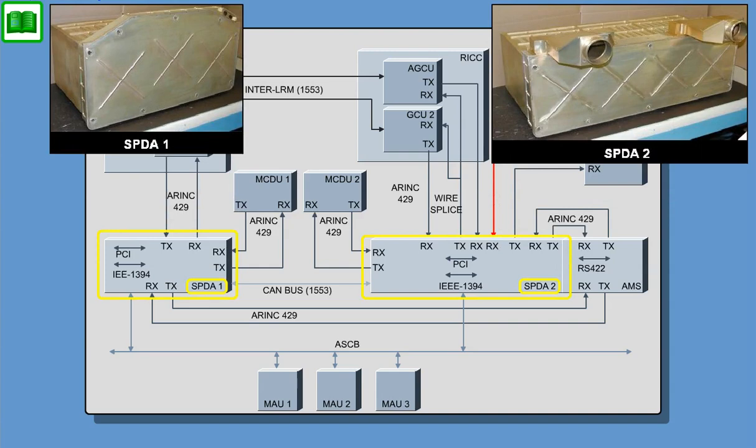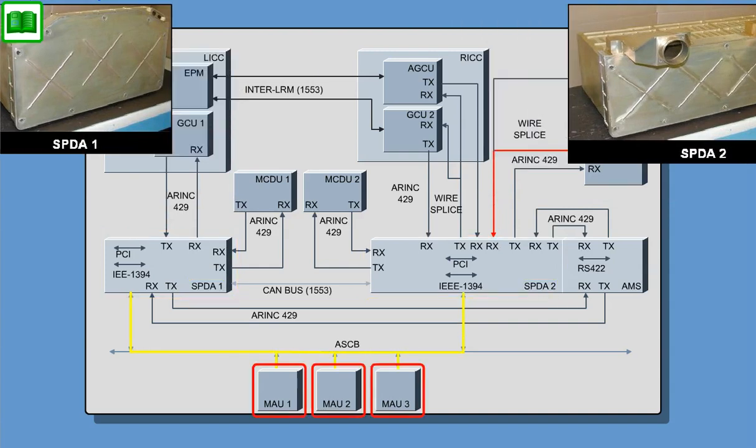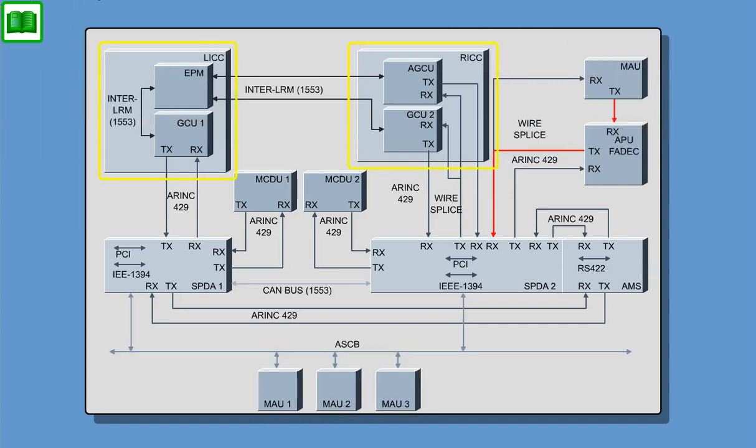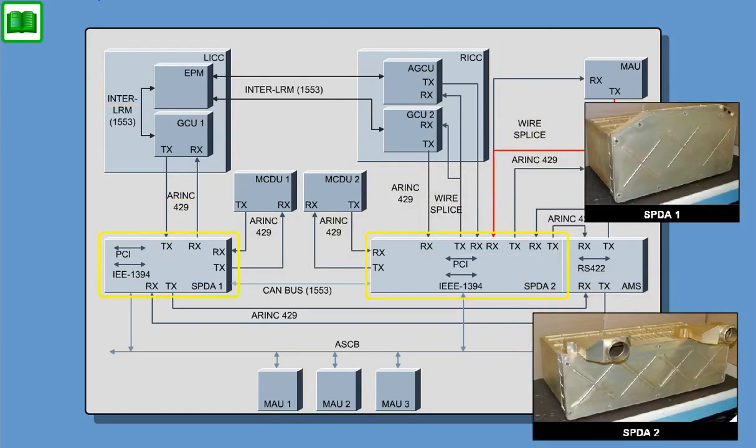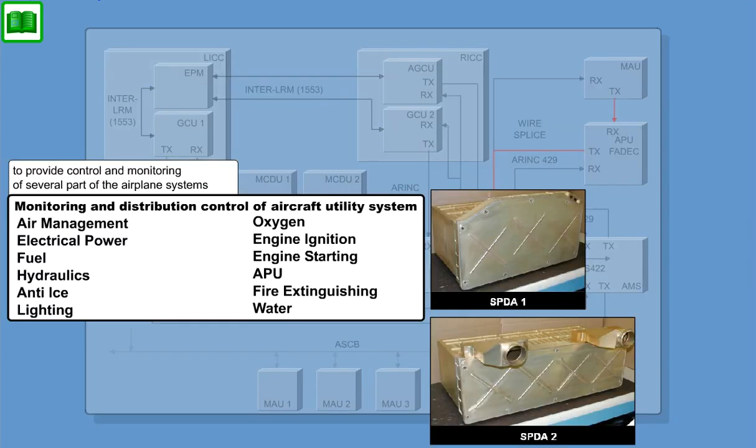2 secondary power distribution assemblies, SPDAs, are provided in the EPGDS, which interface with the Modular Avionics Units, MAU, the Integrated Control Centers, ICC, and various control display interfaces on the flight deck. These SPDAs are an integral part of the airplane utility management system to provide control and monitoring of several airplane systems.